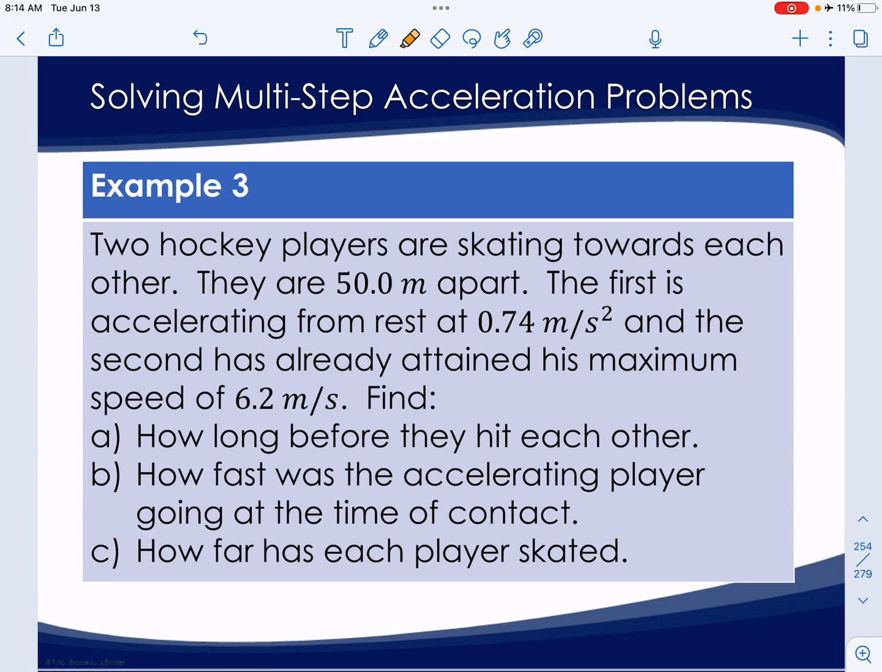Here's another example. Two hockey players are skating towards each other. They are 50 meters apart. The first is accelerating from rest at 0.74 meters per second squared, and the second has already attained his maximum speed of 6.2 meters per second. Find how long before they hit each other, how fast was the accelerating player going at this time of contact, and how far has each player skated. Pause the video and see how far you can get.